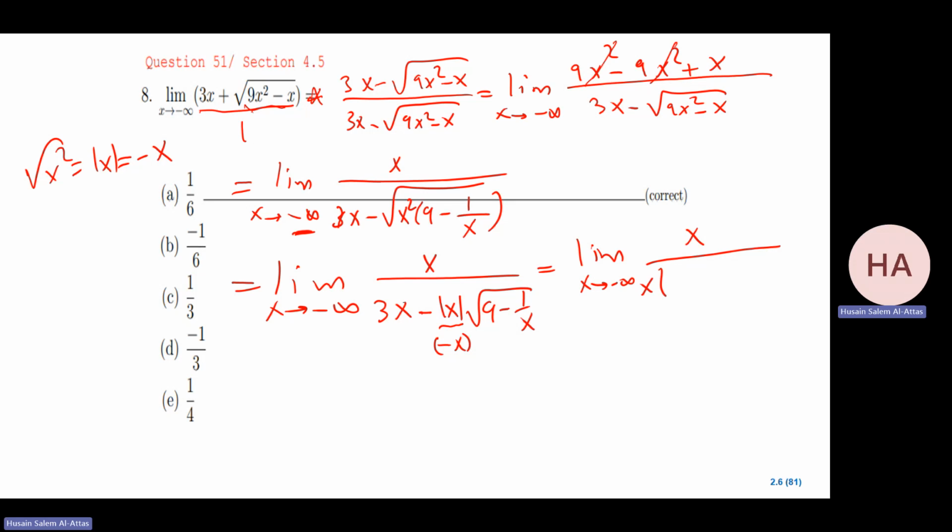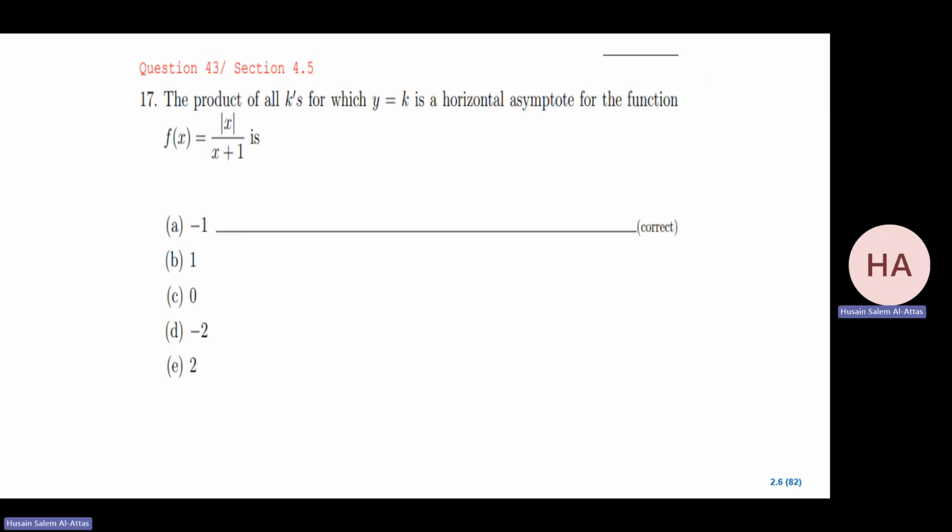I have minus 9, this is plus. So this is 3 plus 9 minus 1 over x. X cancelled. You have 1 over 3 plus 3, which is 1 over 6, which is this. The product case for which y equals k is a horizontal asymptote. For a horizontal asymptote, we check the limit as x goes to infinity for this function.